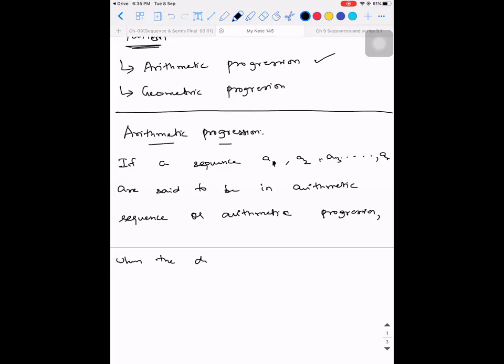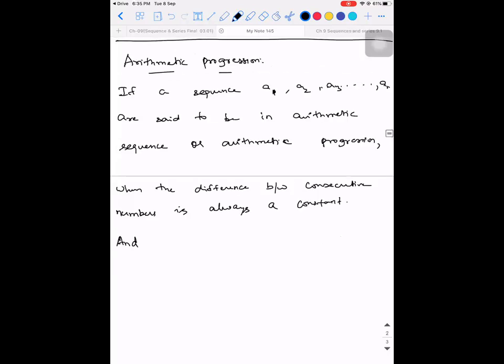When the difference between consecutive numbers, or we can say successive numbers, consecutive is a better word. The difference between consecutive numbers is always what? Always a constant. And the constant is called what? Common difference. And the common difference is represented by the symbol D.